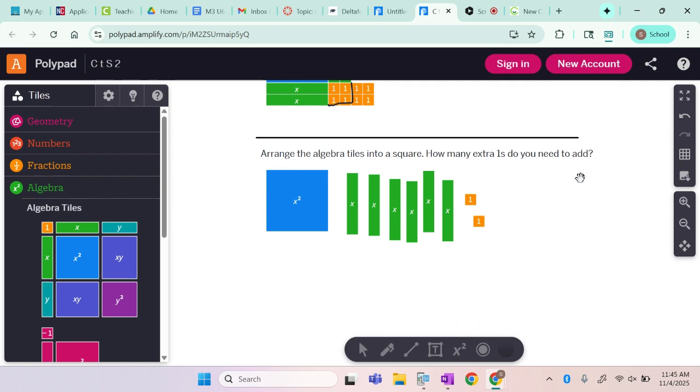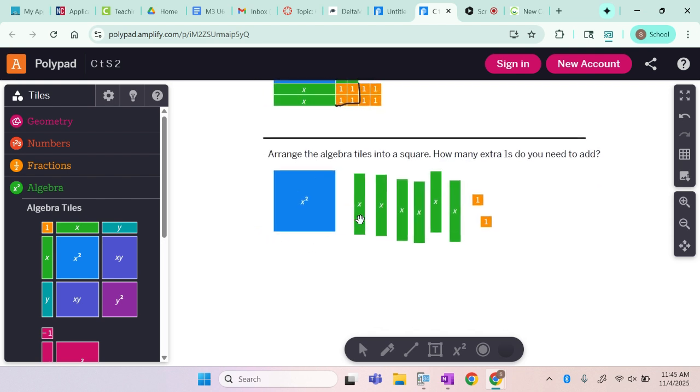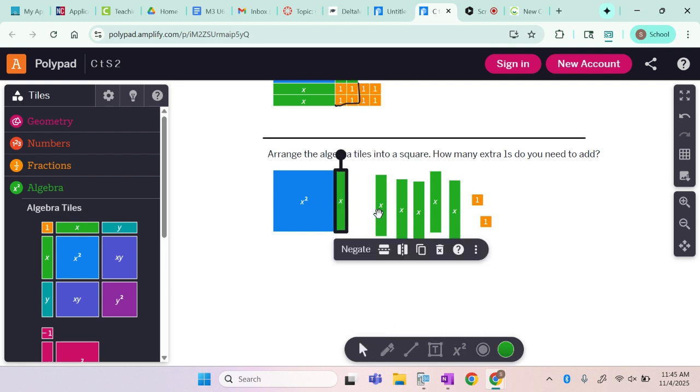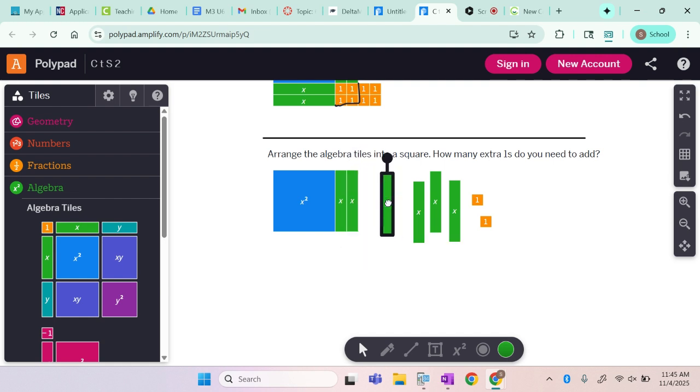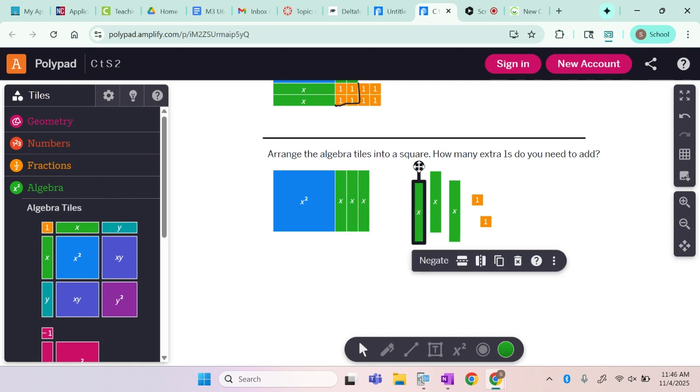All right, so try the second one. This time we're trying to figure out how many we need to add. First off, how many x bars would I have on each side? There's 6 divided by 2, we get 3. So we have 3 here. Then you can turn these.